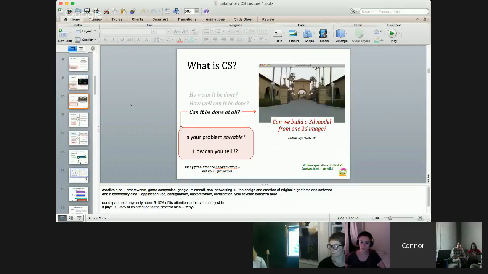Finally, can it be done at all? We'll be looking at this. We may actually not be looking at it. This is kind of the last bit of the course. We may not really go into it. It's much more on the theoretical end. But one of the big problems or concepts in computer science is this idea of computability and whether or not you can even create a program that can solve a problem.